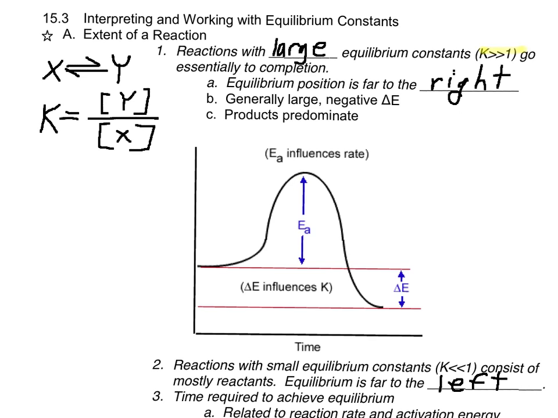In general, whenever equilibrium lies far to the right, you end up with a potential energy diagram that looks something like this. This is another one of our exothermic diagrams where you have a negative delta H or delta E. It doesn't have to look like this, but most of the time this is the type of potential energy diagram you're going to see when you have a lot of products being made.